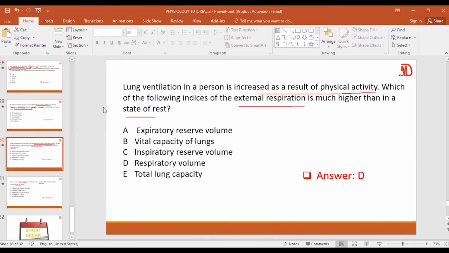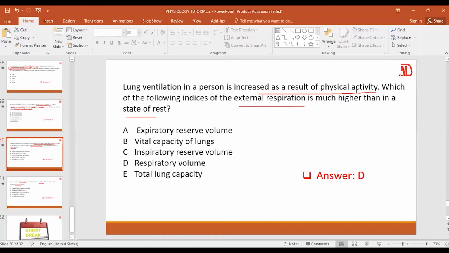Is this one? Yeah, sir, maybe. So we are saying that lung ventilation in a person has increased. And they said this is because of what? Physical activity. So they're asking us, what is the cause? Why is there too much increase of lung ventilation in this person? We are saying that in physical activity, the lungs will try to respond, because the body is demanding more air, more oxygen. So they put a compensatory mechanism to produce more volume of air to meet the demand.